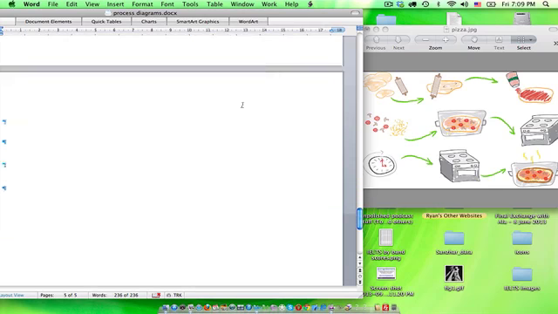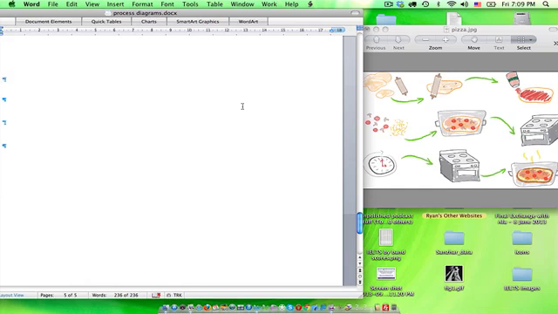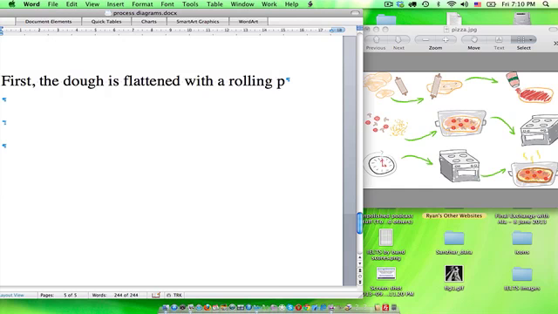Okay, now please notice how I'm varying my language. I'm going from just a passive sentence to a more complex passive sentence, and then back to another passive sentence. So it's varying the sentence forms a little bit for the purpose of creating fluency. So we could write something like, first, the dough is flattened with a rolling pin. Okay, very simple passive sentence.